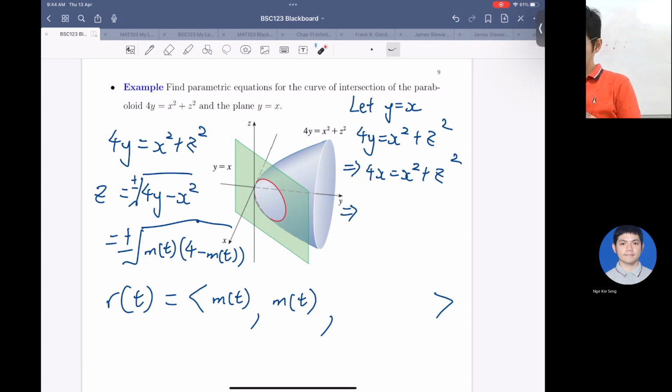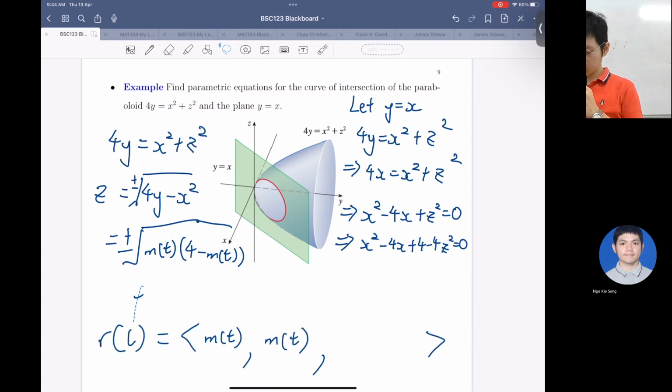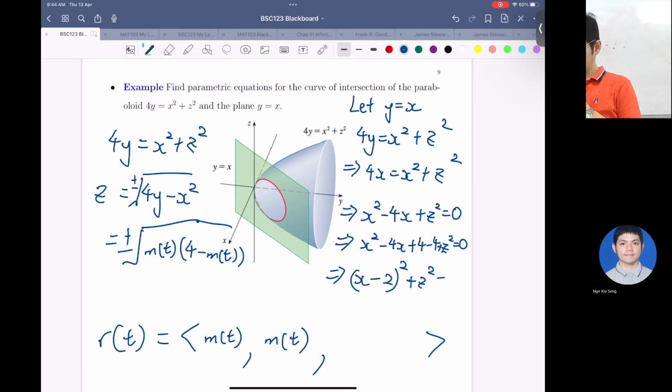From here, can you recognize this is the equation of a circle? It's a shifted circle. So you can add 4 minus 4, because we want to make it zero. Yeah, completing the square, which we get (x minus 2) squared plus z squared. So what's next?